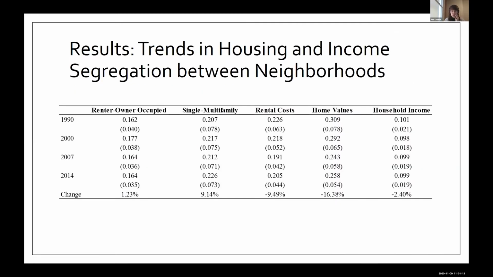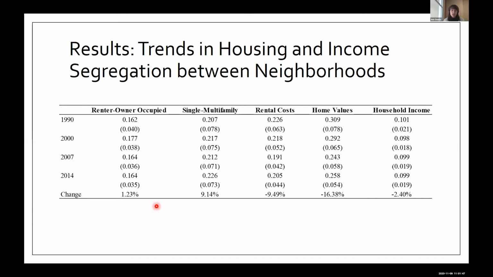Okay, so let's jump into results. So I'm going to start by sharing just trends in housing and income segregation from 1990 to 2014 between neighborhoods. And we'll bring in the other levels of geography shortly. So I hate putting this much text on a slide. So you can really just kind of focus on this bottom row here, which is showing you the percent change since 1990 in housing segregation by type. So either between renter and owner occupied or single and multifamily units. Segregation by cost, either for rental or owned units, and then also segregation by household income.